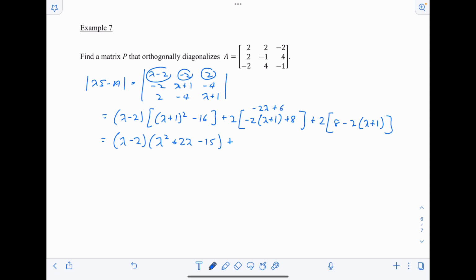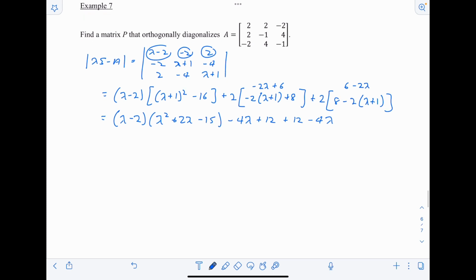And then we're going to multiply that by 2. So actually this is going to be a minus 4 lambda plus 12. And then for the last set of brackets, that's going to be 8 minus 2 is 6, and a minus 2 lambda. And then multiplying through by 2, we'll have a plus 12 minus 4 lambda. All right. So I'm going to multiply this whole thing out now.